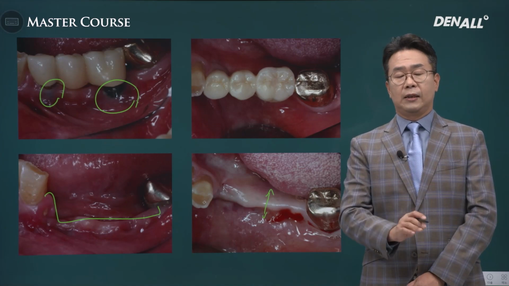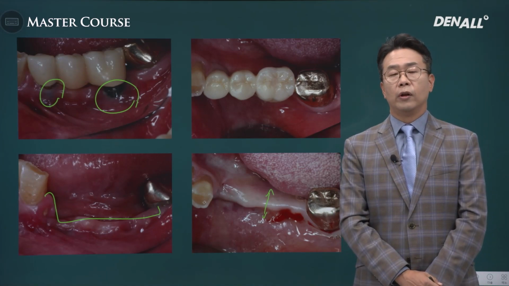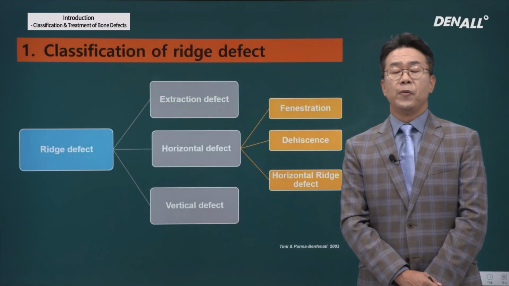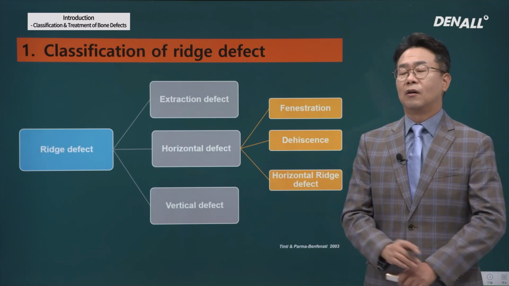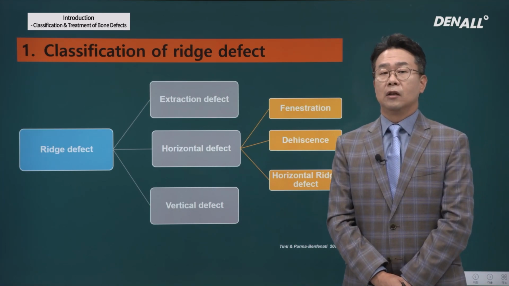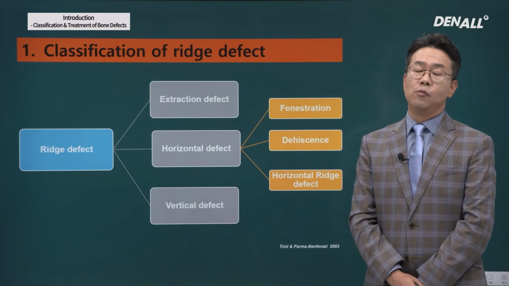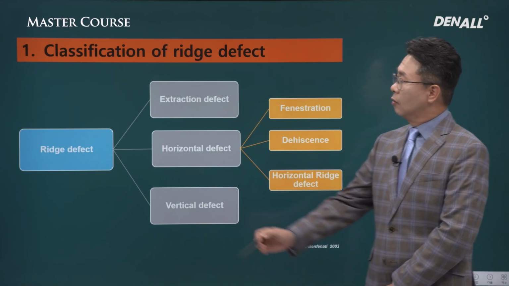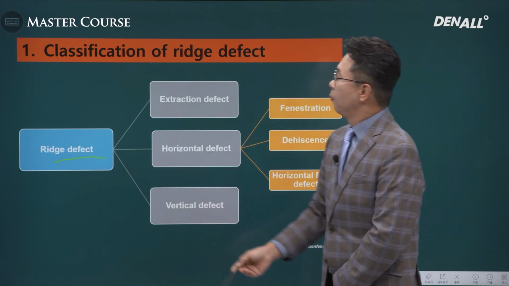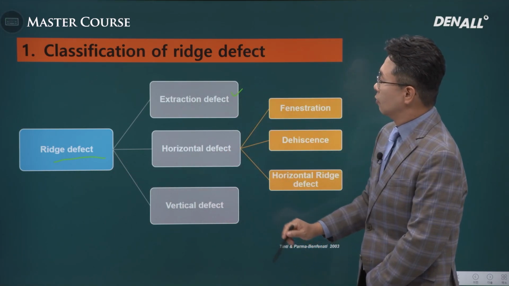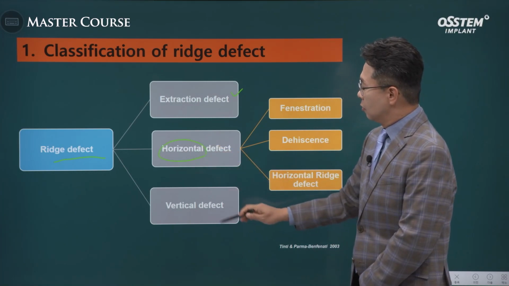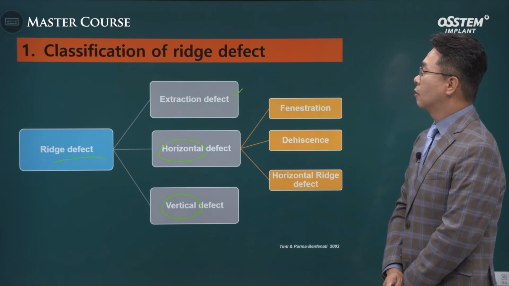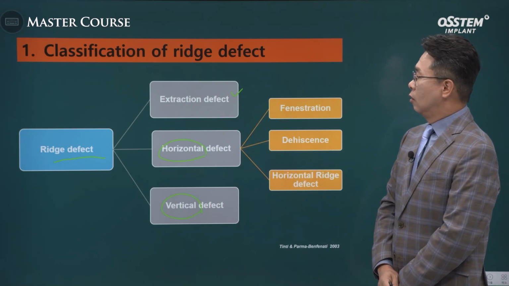After extraction, the changes that occur in the bone, we need to observe that keenly. A lot of studies have been done previously. There are many different classifications, but I've summarized this so that we can understand it intuitively. If there's a defect in the ridge, there can be a defect after extraction: horizontal bone resorption, vertical bone resorption. This is a simple classification.